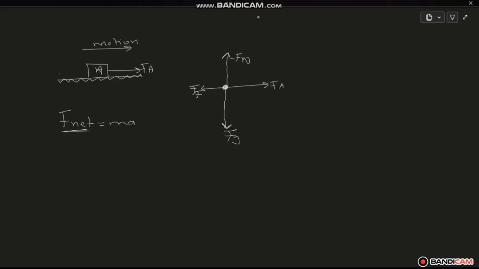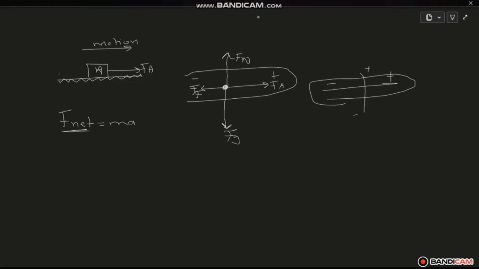As you can see, the object is put on a horizontal surface. Therefore, we're going to use what? Horizontal forces, and substitute them on the Fnet part. FA is positive, FF is negative. We use these horizontal forces because they have an effect on the Fnet. Therefore, it will be negative FF plus FA equals MA. Then you can continue to solve whatever they want you to solve.